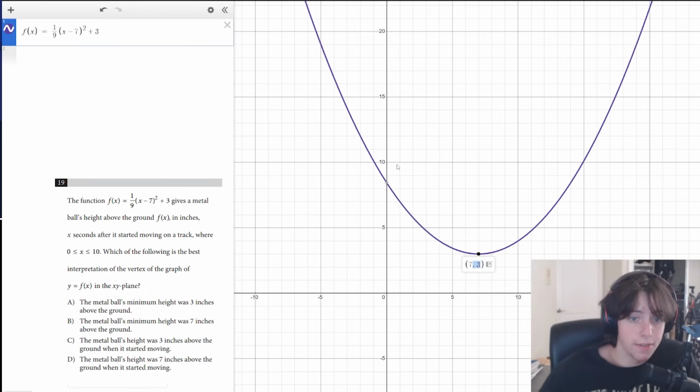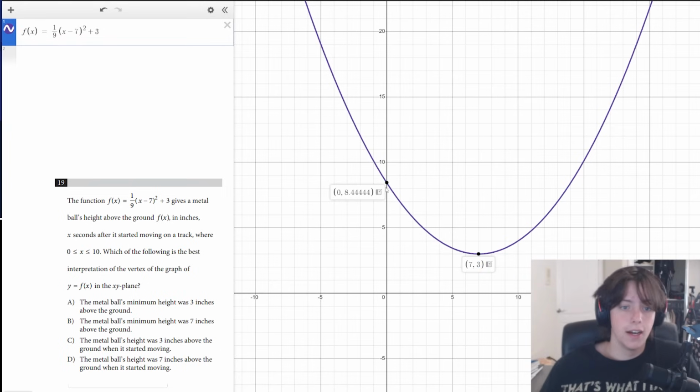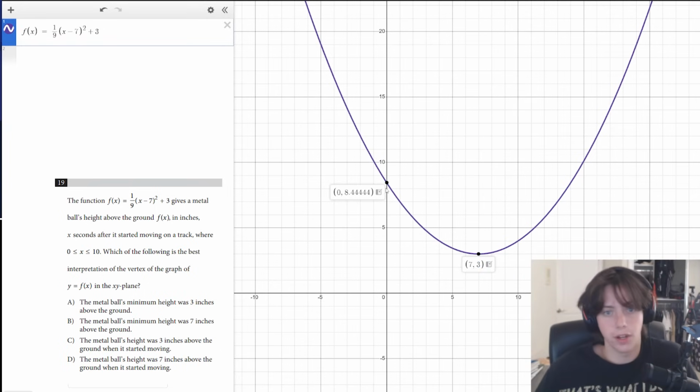B is obviously wrong because our minimum height is 3, and C and D are wrong because it started at 8.4 inches above the ground. So right away, we know our answer is A. We don't have to do any more work.